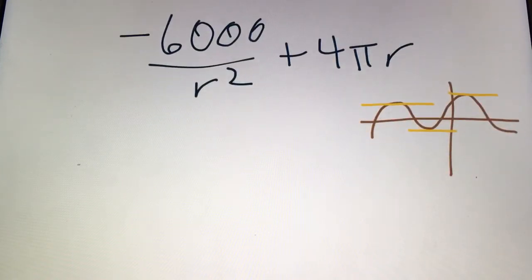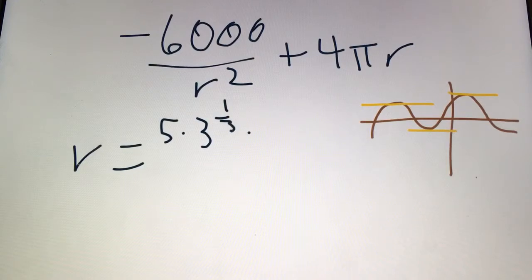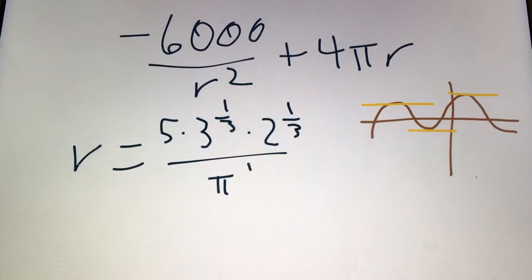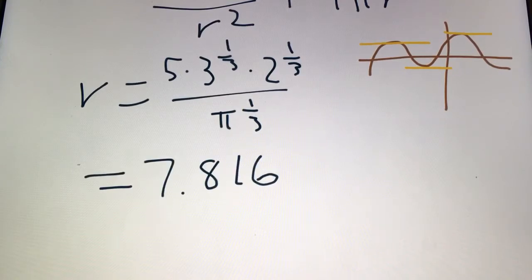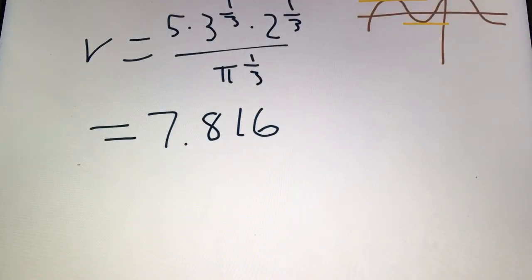And so if we set this equation equal to 0, we get that x, or r, because r equals 5 times 3 to the 1/3 times 2 to the 1/3 all over pi to the 1/3. And that's a nasty answer. So you can just convert that to decimal. And when you convert it to decimal, you get 7.816. And so that's great. We just found the radius.